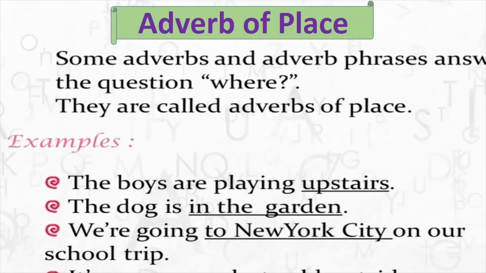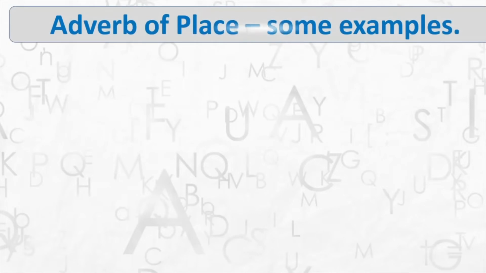We are going to New York City on our school trip. So where are we going? To New York City. It's very sunny but cold. Where? Outside. You can see in two of the examples, the adverb is a single word, like upstairs, outside. But in some examples, it is in the form of a phrase. So this is the meaning of adverb of place. We saw the meaning as well as the examples in one go. Let us now see some more examples based on adverbs of place.